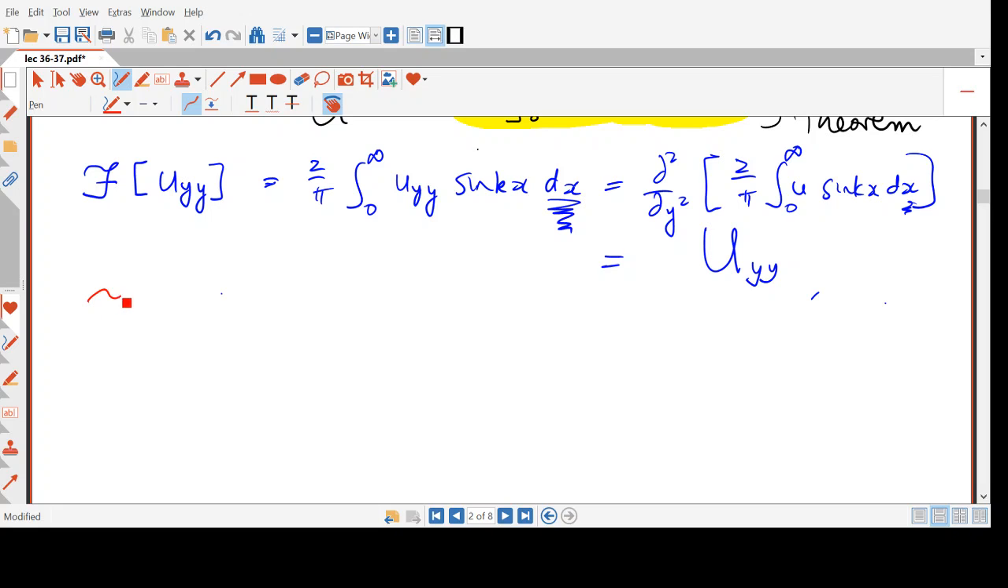We won't be so fortunate with the next one. How about the Fourier transform of u xx? This is 2 over pi integral 0 to infinity of u xx sine kx dx. Now this time you can't pull it out because it's got an x in it, so it can't be pulled in front of the integral sign. So we have to hit this with integration by parts. If we apply integration by parts, we can say let u equal to, well, let's not use u, so we can use f and g.